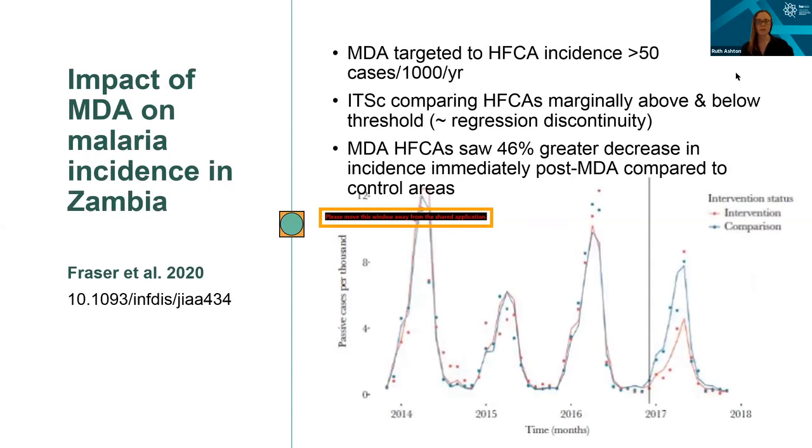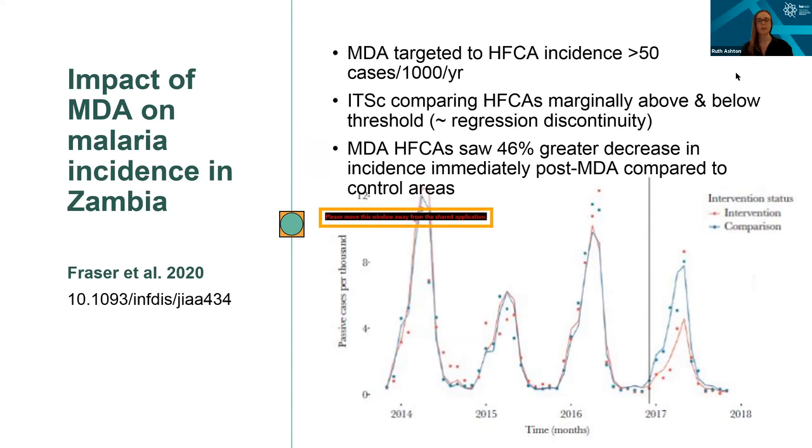So the first study I wanted to highlight is a really nice piece of work that's been led by Maya Fraser and colleagues. This essentially uses an interrupted time series with a comparison group. So this is quite similar to the work that you just heard Henda talk about. The really interesting thing here is that they modified the method or took advantage of almost a regression discontinuity approach to this analysis.